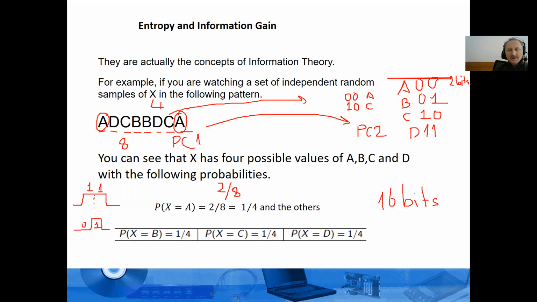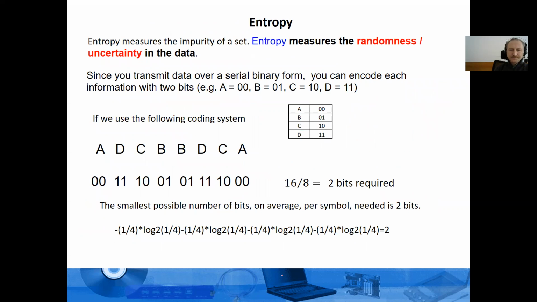And if you simplify, 1 over 4. Probability of A, and actually probability of B is the same because we have 2 B's. C is also the same. Probability of D is the same. We will use this probability, and we have already solved this one.